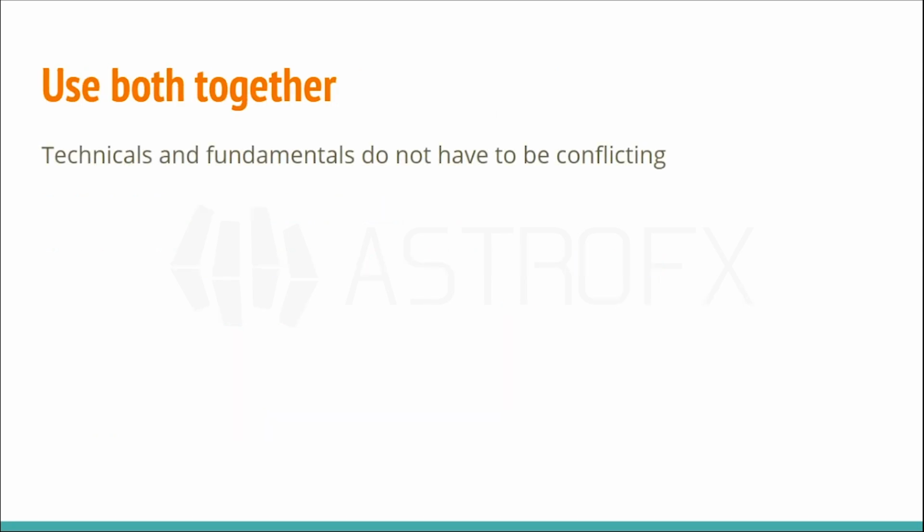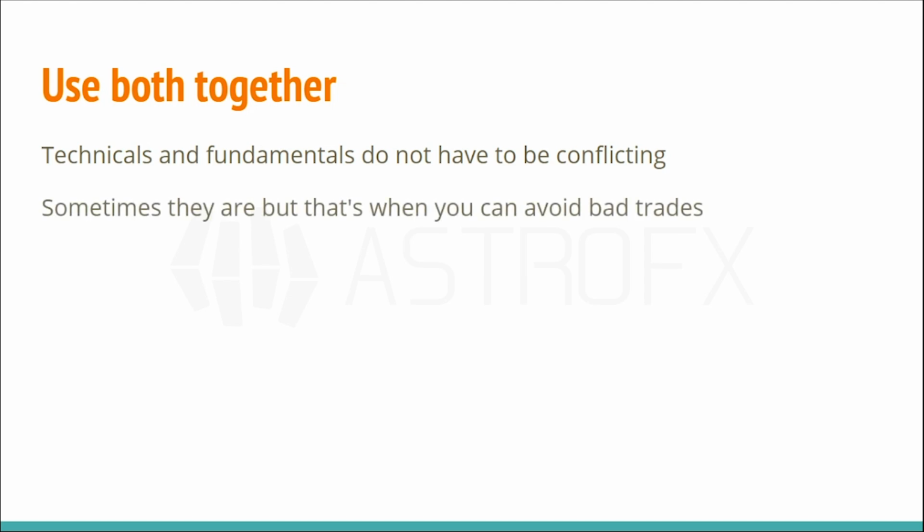Use both together. Technicals and fundamentals do not have to be conflicting. Now I know lots of traders in the world. Some of them are technicals only, some of them are fundamentals only, but the best ones I know use them both together. Sometimes they are conflicting, but this is particularly when you can avoid bad trades. What I mean by this is the best trades are normally when the technicals and the fundamentals are moving in the same direction, but you can also avoid bad trades. So let's say, for example, we're trading euro dollar and you think euro dollar is a long, but every fundamental aspect is telling you that it shouldn't be going up. Then you could actually save yourself from losing some money in that particular trade.